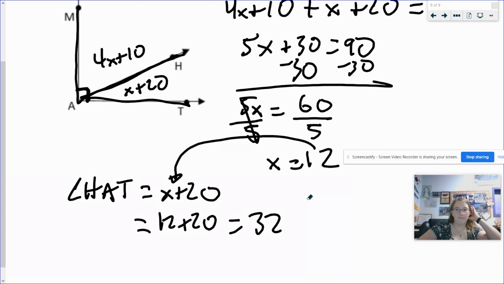Okay, I know I did those kind of fast, guys, but I just wanted to kind of refresh. Hopefully we can see where we made our mistakes. The important things are, again, copying the pictures, labeling them. Once you go back and solve for x, you have to plug it in. Those were the common mistakes.